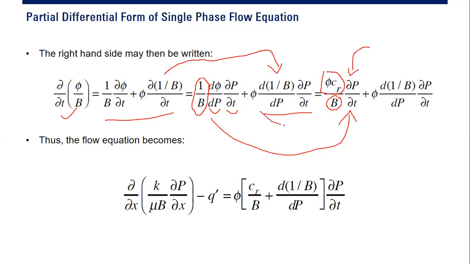And then for this one, you go to this side, you don't change anything. Yeah, you maintain, you keep this one. So porosity multiplied by d(1/B) per dp multiplied by dp dt. Okay, so that's just calculus. It's not very difficult. Therefore, we have the flow equation like this.